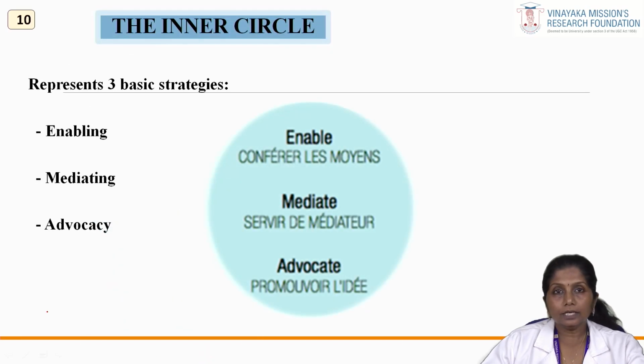Next, we will look at the inner circle of the logo. This round spot represents the 3 core strategies of health promotion, which are enable, mediate, and advocate. Enable represents ensuring equal opportunities and access to resources for everyone. The next one is mediate, which represents coordinating all health related actions across all sectors to tackle the health determinants. And finally, advocate represents making health a top priority in policies and decision making. Together, all these strategies form the foundation for lasting health improvements.